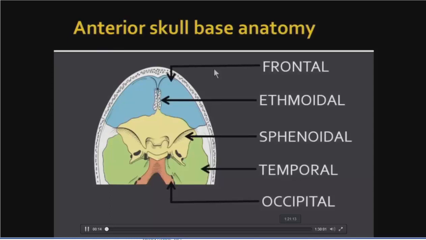Now, the skull base anatomy can look challenging, but it's essentially made up of 5 different bones: the frontal, ethmoidal, sphenoidal, temporal, and occipital. And if you focus more on the anterior skull base, it's primarily the frontal, ethmoidal, and sphenoidal. The ethmoidal primarily composing the central midline portion. The majority otherwise is contributed by the frontal and the sphenoidal bones.